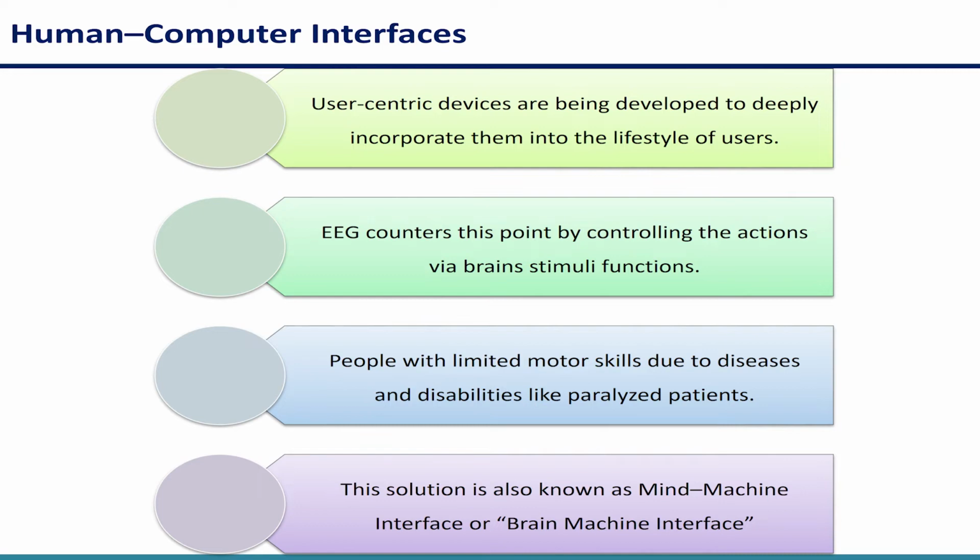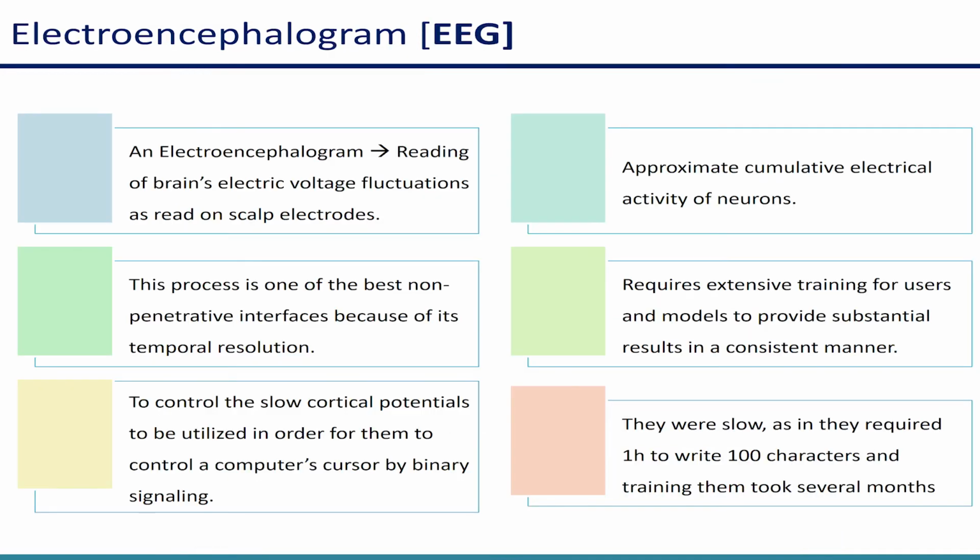This solution is also known as the mind-machine interface or brain-machine interface, which is a direct path from the brain to an external device. As we have heard, this type of machine has been used by one of the scientists, I forgot the name, but when I remember I will tell it. It is Stephen Hawking, the famous scientist who used this type of mind-machine and brain-machine interface.